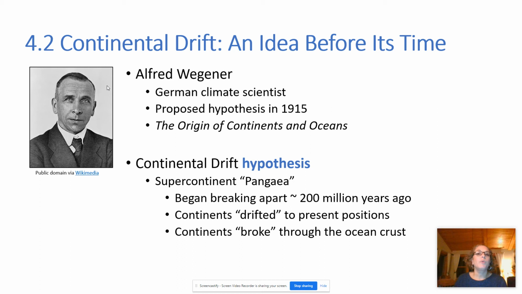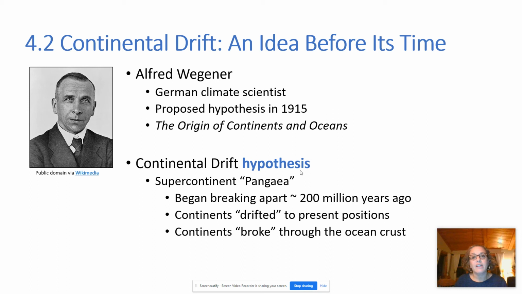4.2 talks about Alfred Wegener, this German climate scientist who traveled around and gathered evidence for a new hypothesis that he put forward in 1915 in a book that he published. I bolded the word hypothesis here to make sure that we're remembering the difference between a hypothesis and a theory. A hypothesis is an idea that can be tested and, through scientific collection of data, is either supported or rejected.